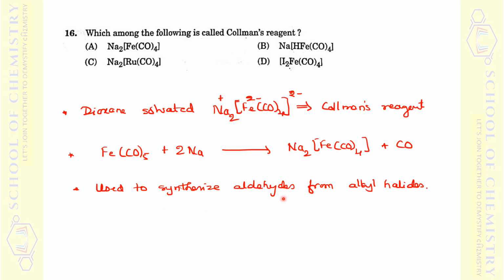It is mainly used in the synthesis of aldehydes from alkyl halides. That's the application, and that's how Collman's reagent is important. And Na2Fe(CO)4 is the first option itself, right? The other options, ruthenium and iodine complexes, whatever they have given, you can rule out easily. You may have to decide between these two. If you know that it is only iron carbonyl with sodium salt, you can easily answer that. It is option A.